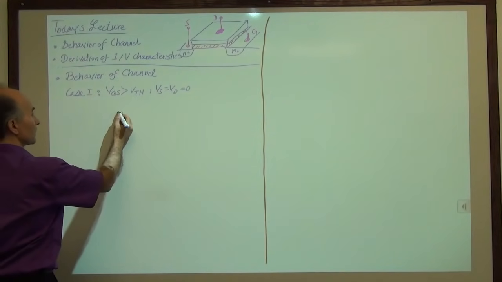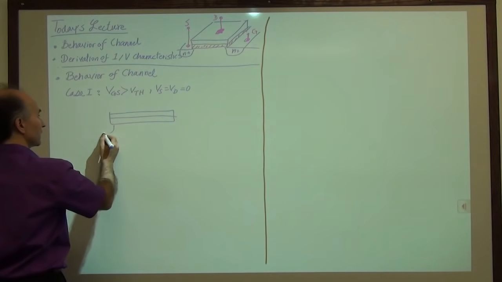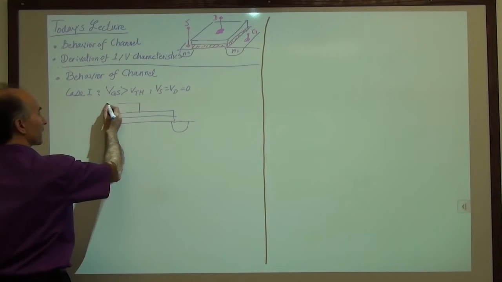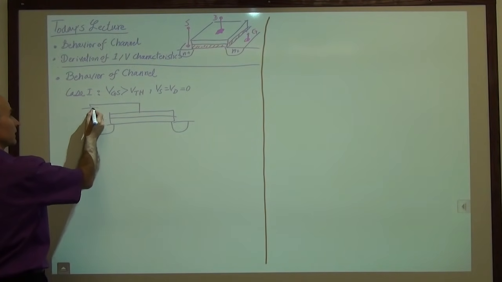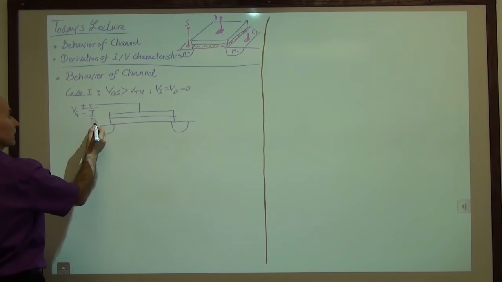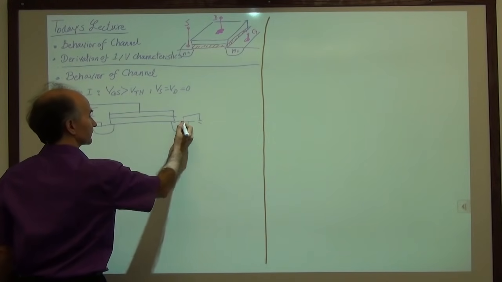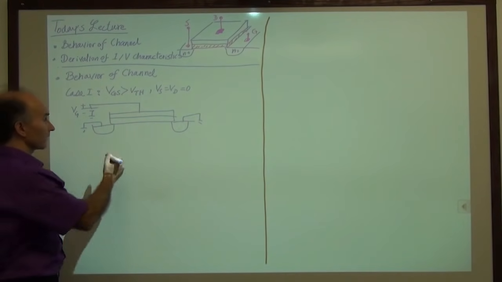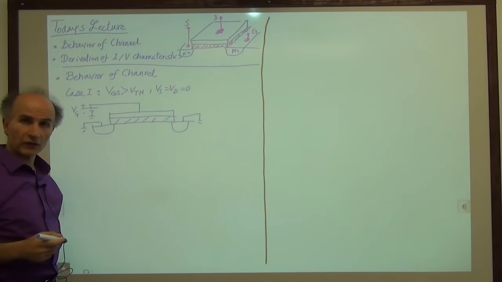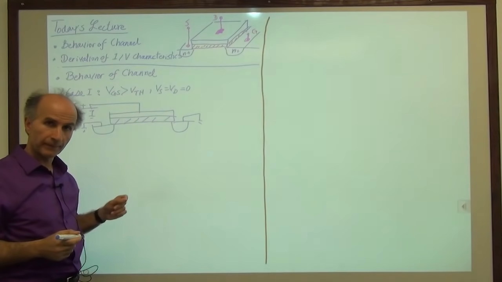Okay, so that's easy. We just draw the MOS device again very quickly. Here are our source and drain, and we have some sort of voltage at the gate, which we call VG, going to zero. The source is at zero, the drain is at zero. And of course this is our oxide. So do we have a channel? Yes, because the gate voltage is greater than the threshold.